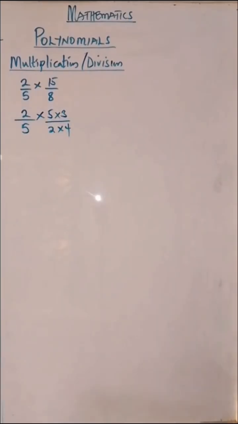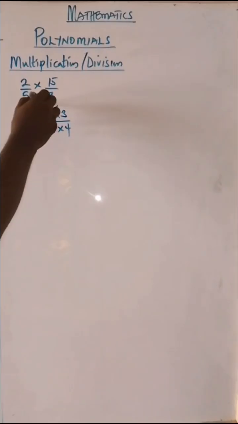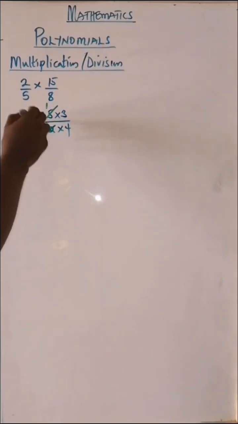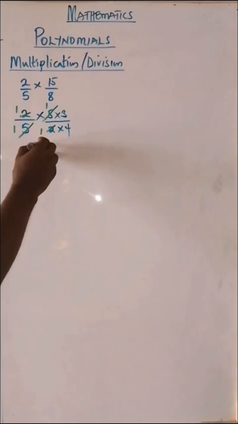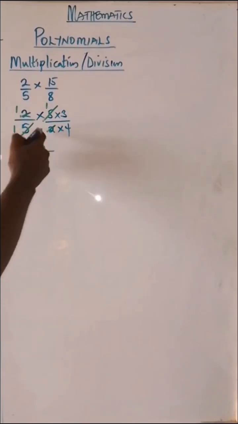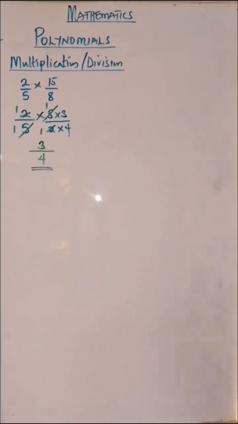I put this 5 times 3 here so that this can cancel this. 5 here 1, 5 here 1. 2 here 1, 2 here 1. So I have 1 times 3, which is 3. Here I have 1 times 4, which is 4. So the final answer is 3 over 4. It can be two fractions, it can be a whole number with a fraction, and the like.